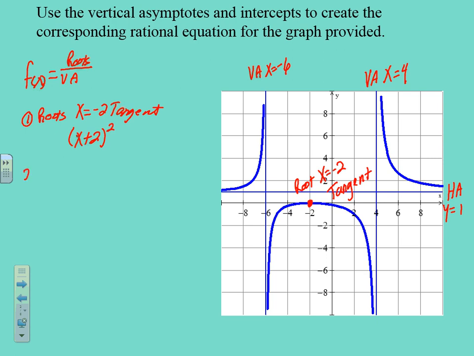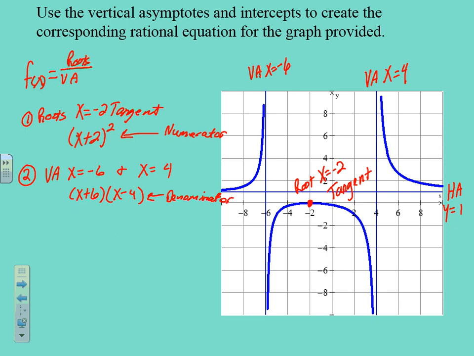So the next thing I want to look at, where are my vertical asymptotes? Well, we've already established by looking at the graph that I have a vertical asymptote at x is equal to -6 and at x is equal to +4. So the factors that produce those particular vertical asymptotes would be x plus 6 and x minus 4. So this part right here is the numerator, and this part right here is the denominator.